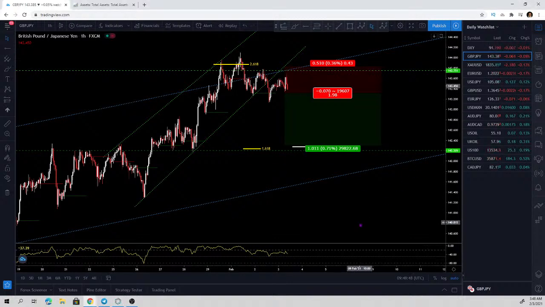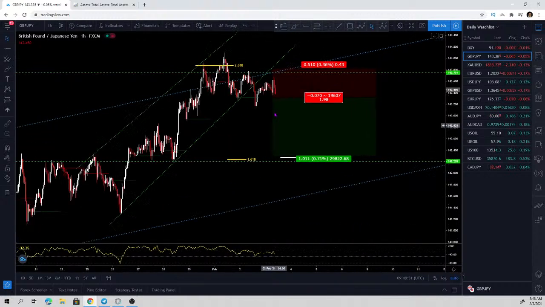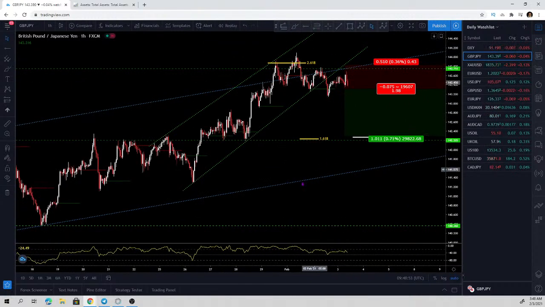Cool. So that's the pound yen. The signal has been sent.